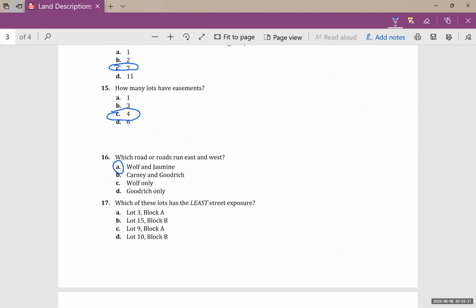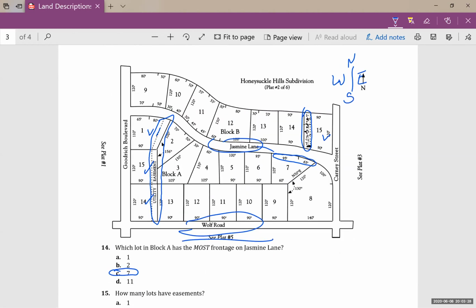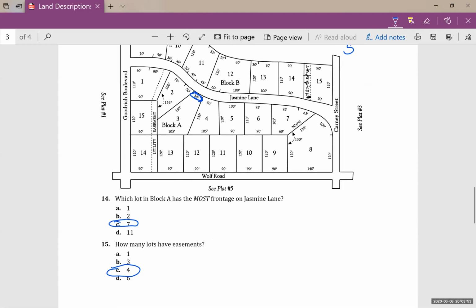17, which of these lots has the least street exposure? What do you like for 17? The least street exposure. Which one's the smallest out of the street exposure? Look, 30. There's none of them that have less than 30, right? It's like a triangle. So that is A. 17 is A as in apple.